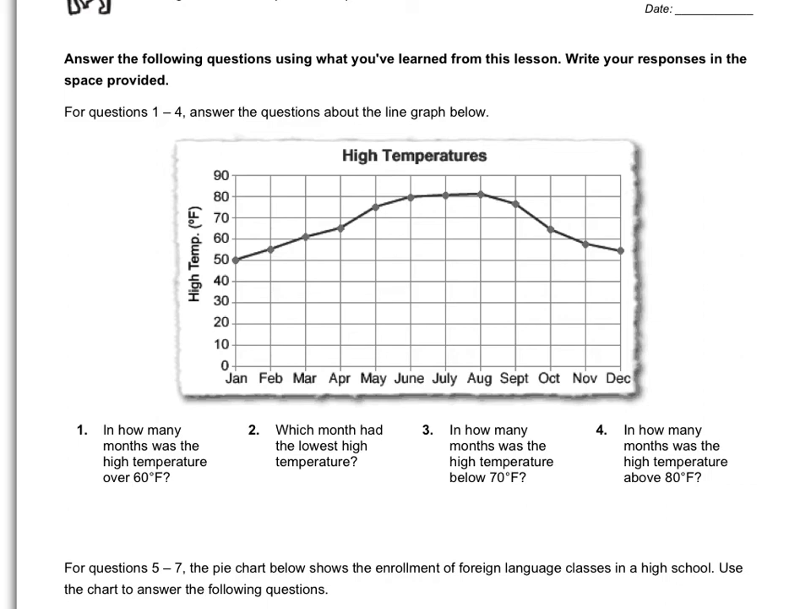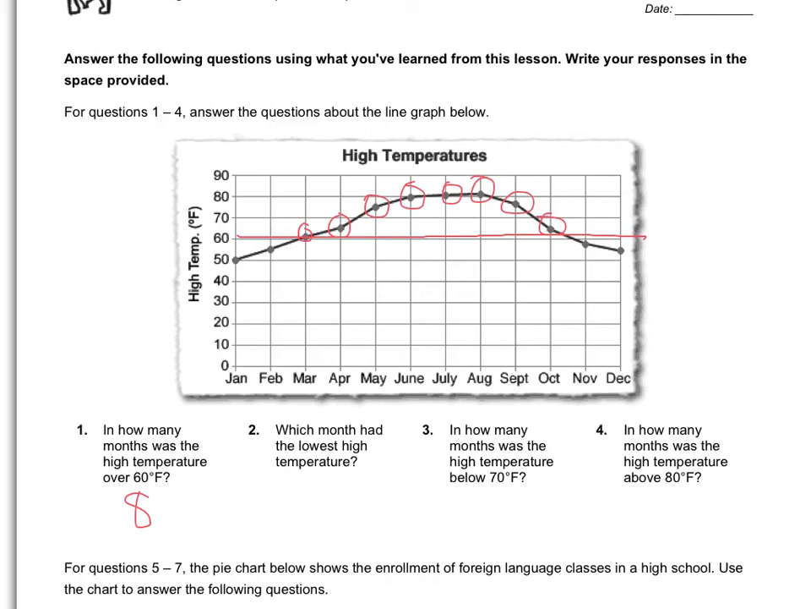So we're looking at 60 here. And all of those months that have points above that are months that are over 60. So that would be 1, 2, 3, 4, 5, 6, 7, 8. There were 8 months that it was over 60.